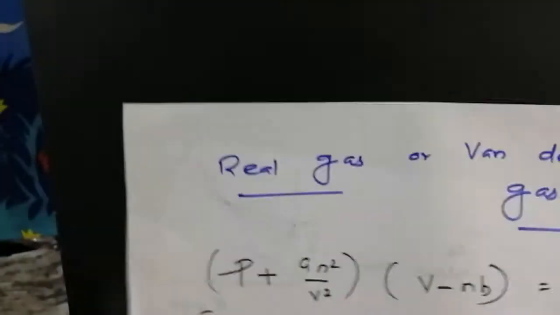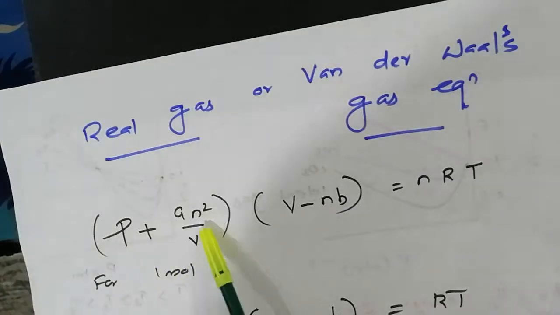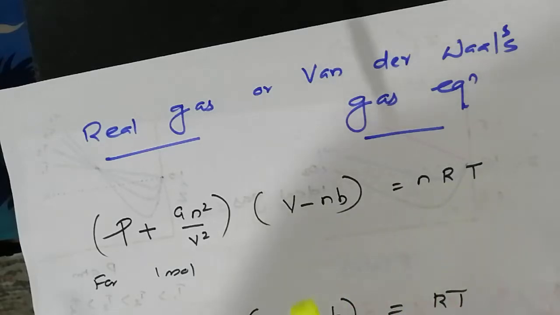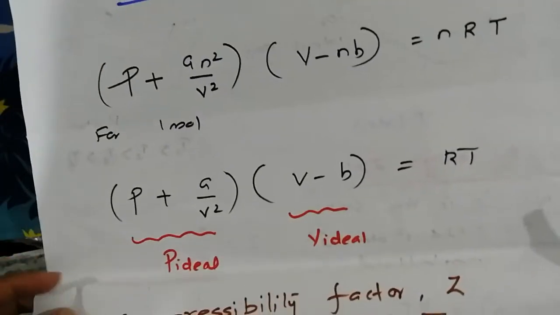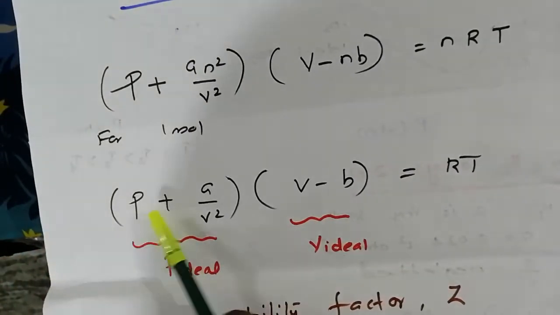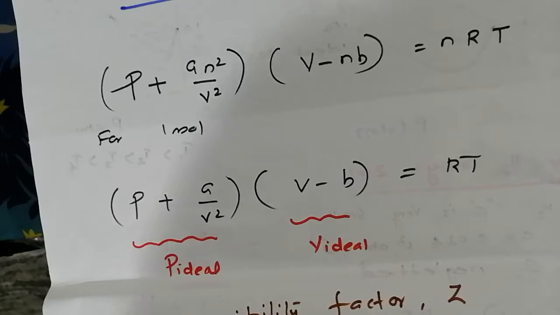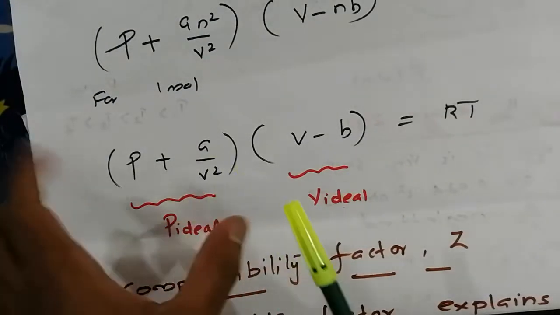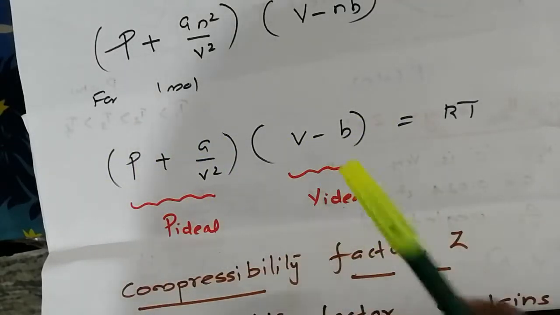Now, this is how we got the real gas equation. After correcting our ideal gas equation in the pressure term and volume term, we got the real gas equation: (P plus a n square by V square) into (V minus nb) is equal to nRT. For 1 mole, this equation is (P plus a by V square) into (V minus b) is equal to RT. Now, P plus a by V square is called the P ideal. This is the P ideal. This is the V ideal.